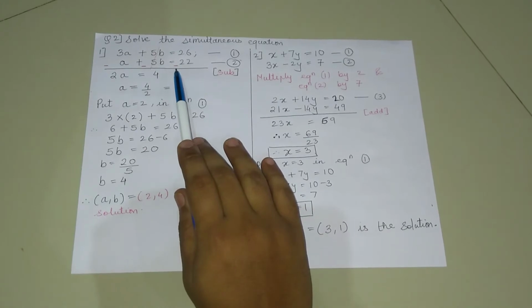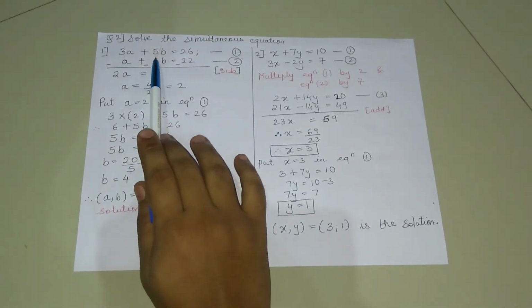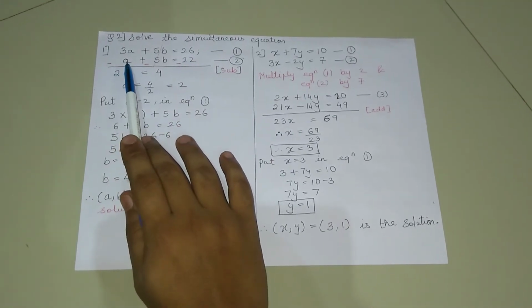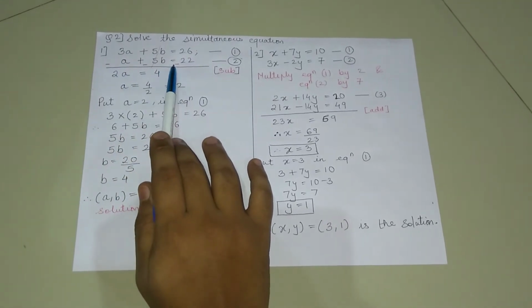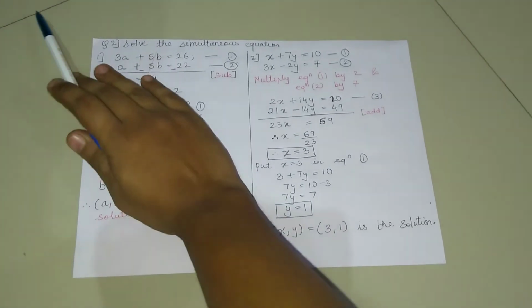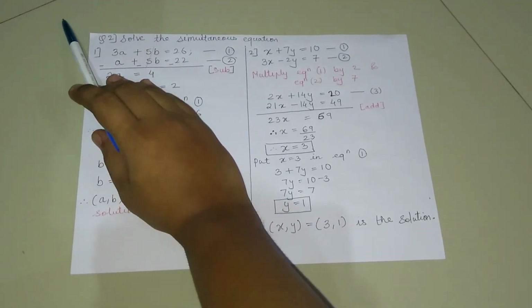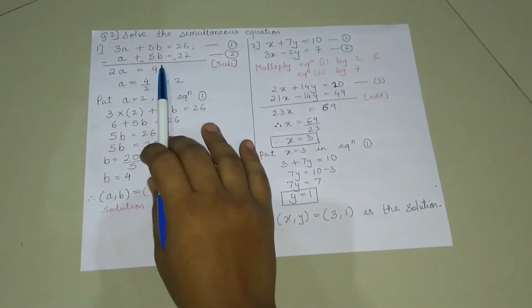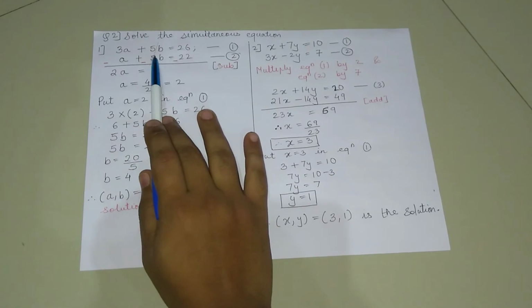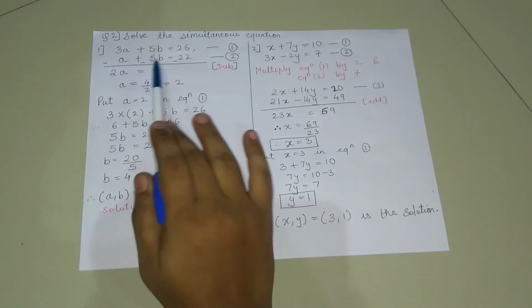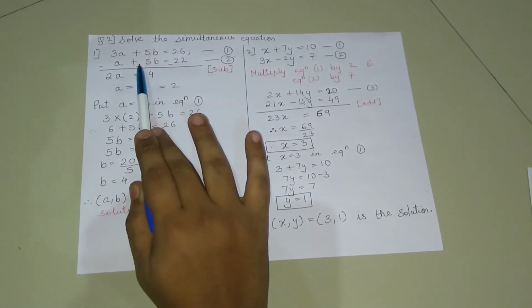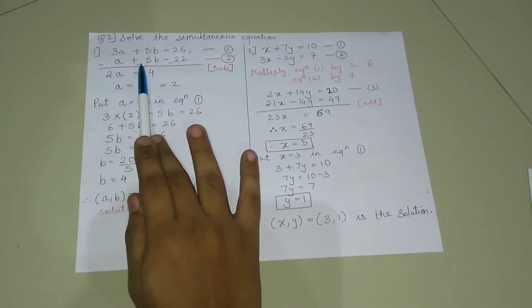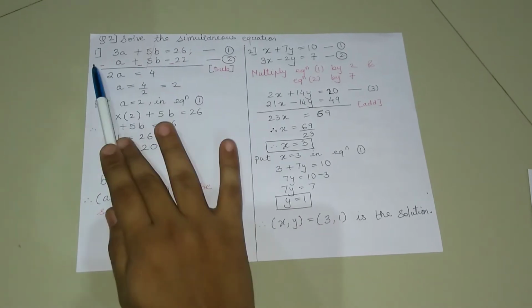So the question is 3a plus 5b equal to 26, and a plus 5b equal to 22. First, when we see both equations, we came to know that we have the same pair but we don't have opposite signs. We have plus, plus here. So to make it opposite signs, we will subtract both equations. After subtraction, this plus becomes minus, this becomes minus, and this also minus.